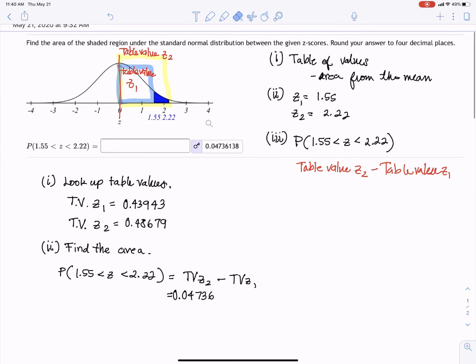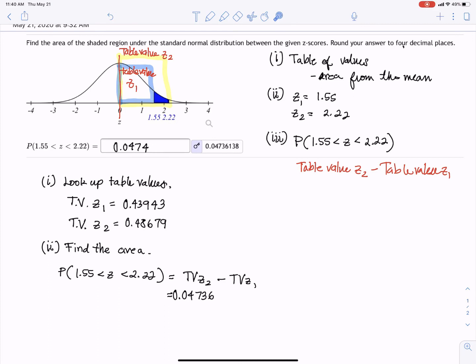Okay, and then that's just the answer. And because it wants us to round to 4 decimal places, we'll go ahead and just say 0.0474. And we can see by the answer to the right that this is correct.